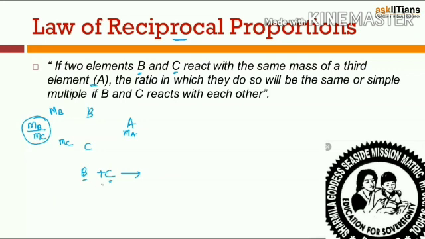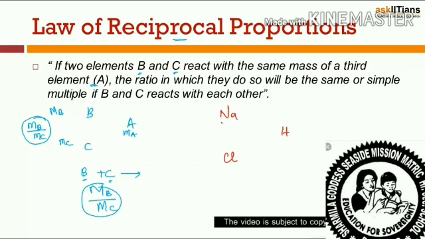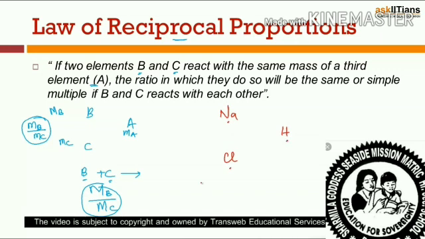Say B and C are reacting with each other and forming a product. Let's say this is the mass of B, this is the mass of C, and this is the mass of A, which is fixed. So the ratio of these two, mass of B by mass of C, should be either equal to this ratio. Here B and C are combining with each other. Say this is capital MB and this is capital MC. So these two ratios should either be equal or one should be an integral multiple of the other. This is what the law of reciprocal proportions says.